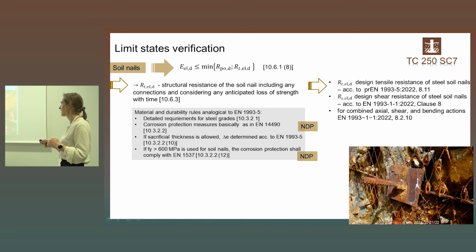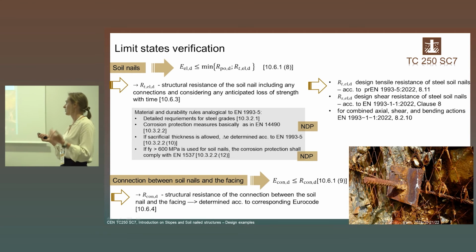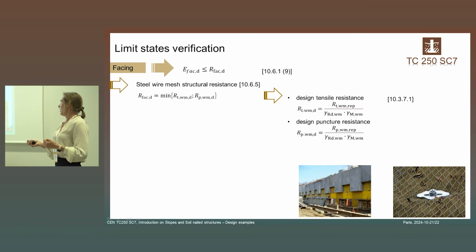Consequently, the requirements for steel grade or corrosion protection measures follow the rules in Eurocode 3 part 5, which basically is in line with what we currently use according to EN 14490. And the last thing is connection between soil nails and the facing. It is to be determined according to the corresponding Eurocode, the structural Eurocode.